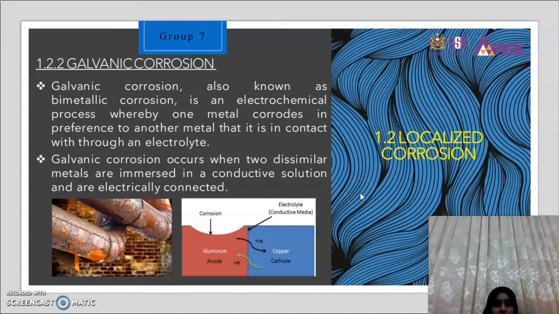Hello and good day to Dr. Haswan and my fellow groupmates. I'll continue with localized corrosion. Firstly, I'll touch on galvanic corrosion.